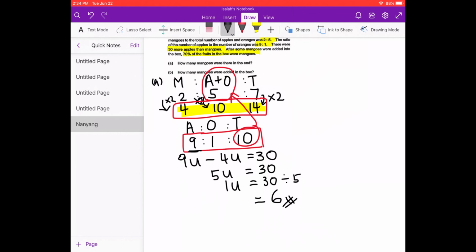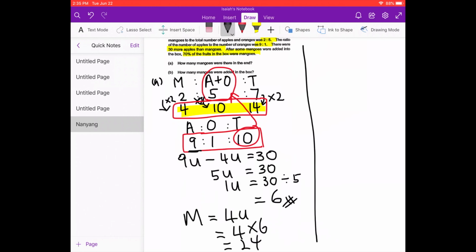But that's not the answer that we are looking for first. They wanted to know how many mangoes were there in the end. So mangoes, at first there are 4u. Right now we have to take 4 times 6, and that will give you 24. So at first there are 24 mangoes. Now, we have started with 24 mangoes. At the end of it, some mangoes were added to the box. So we have to put the next bit of information in mathematical form. After adding the mangoes, 70% of the fruits are mangoes.